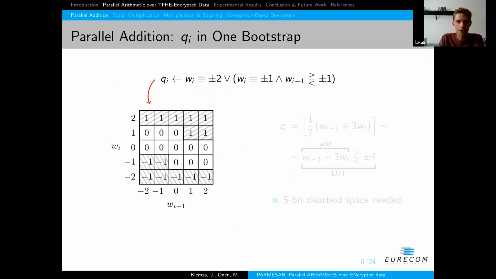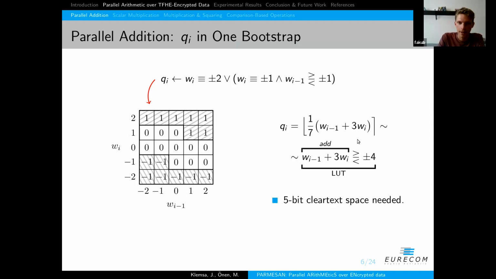In the end, what we chose is the strategy that uses the signed binary representation and one bootstrap to evaluate the value of qi. Here, the value of qi is depicted in the 2-dimensional table, and what we need to do is to sort of linearize this into a one-dimensional lookup table. And this gives the magic formula that tells us what we evaluate to achieve the result in a single bootstrap.